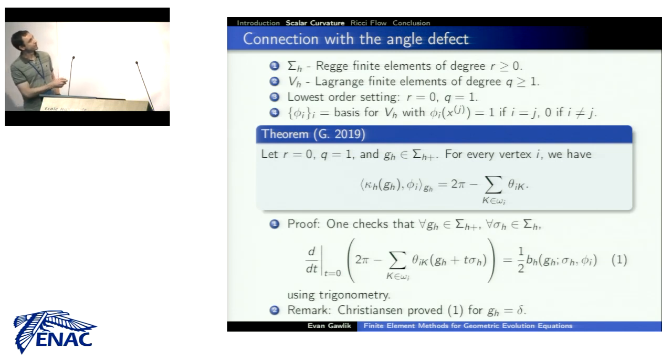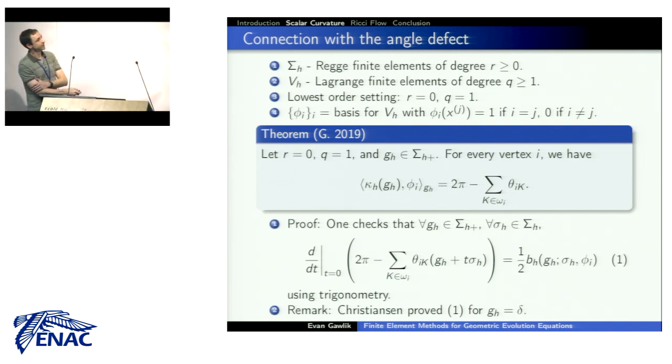So more precisely, what this equation is saying is, here I have these basis functions phi, which are a basis for my Lagrange finite elements space VH. So these are the usual piecewise linear functions that are 1 at a single vertex and 0 at all of the other vertices. If I evaluate the inner product between my kappa h and one of these basis functions phi associated with vertex I, I get precisely the angle defect at that vertex I. So it recovers the angle defect in the lowest order setting.